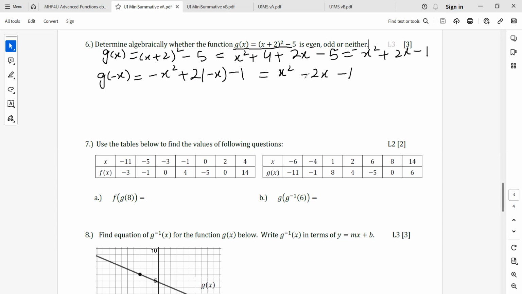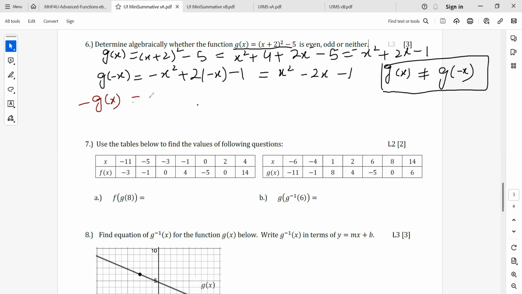So x square minus 4x minus 1 is not equal to g of x. So g of x is not equal to g of negative x, so it is not an even function. Now for checking for an odd function, we need negative g of x to be equal to negative of x square plus 4x minus 1.